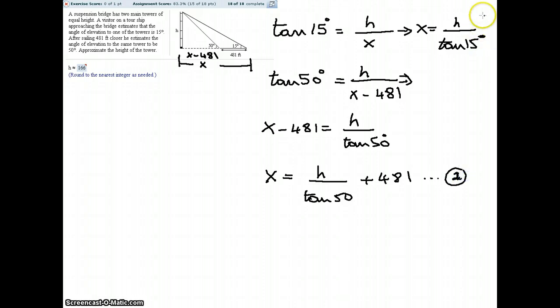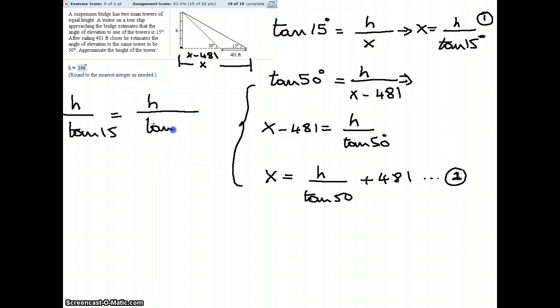This is my first equation, and I have a second equation. Both of them have x equal. So from these two, using substitution, I can conclude that h over tangent 15 is the same as h over tangent 50 plus 481. And I need to solve for h. This is a simple linear equation, and all I need to do is solve for h.